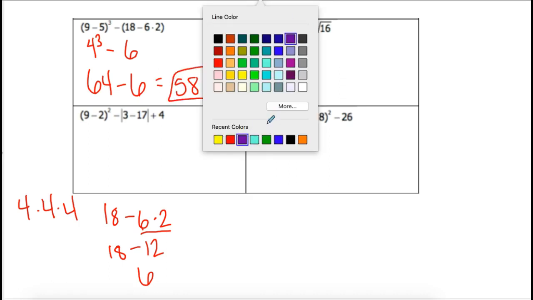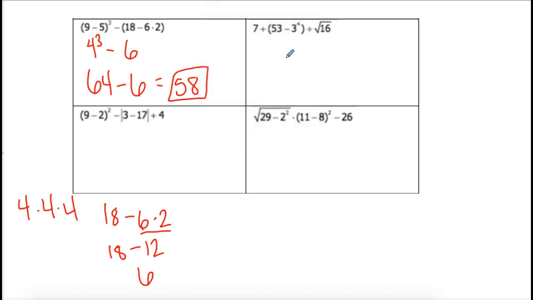Okay, let's try another one. GEMDAS again. So 53 minus 3 to the 4th. 3 to the 4th means 3 times 3 times 3 times 3. So 3 times 3 is 9. 9 times 3 is 27. 27 times 3 is 81. So we get 7 plus 81.